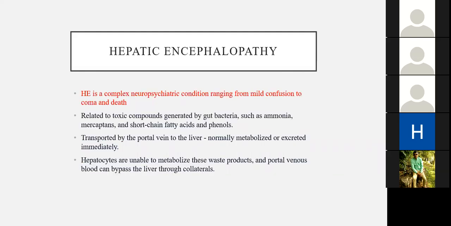Hepatic encephalopathy is a complex neuropsychiatric condition ranging from mild confusion to coma and death. It is related to toxic compounds generated by gut bacteria, such as ammonia and short-chain fatty acids. These products are transported by the portal vein to the liver, and hepatocytes metabolize them. In cirrhosis, the hepatocytes are unable to metabolize these products, hence they bypass the liver through the collaterals, which leads to hepatic encephalopathy.